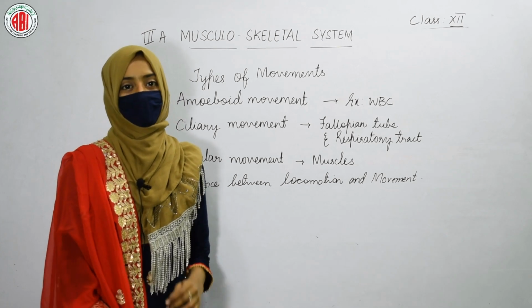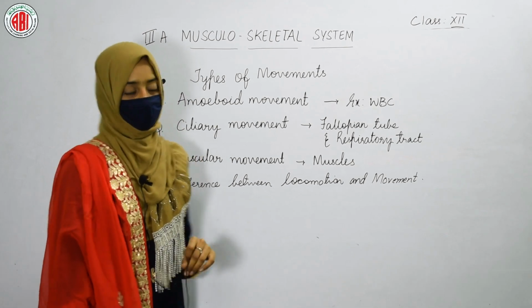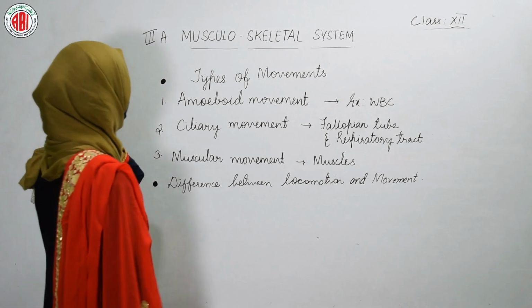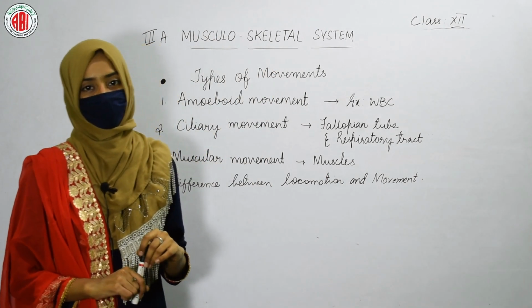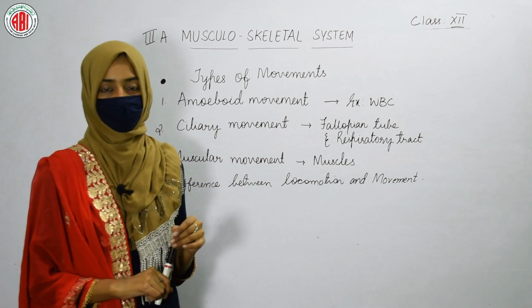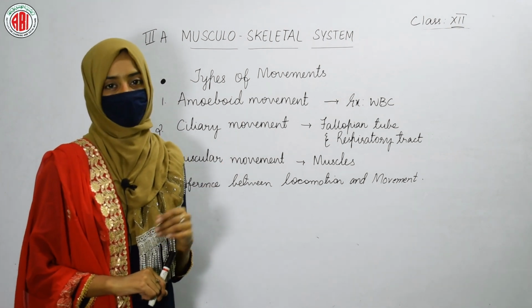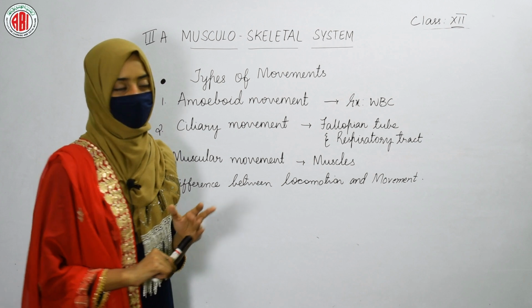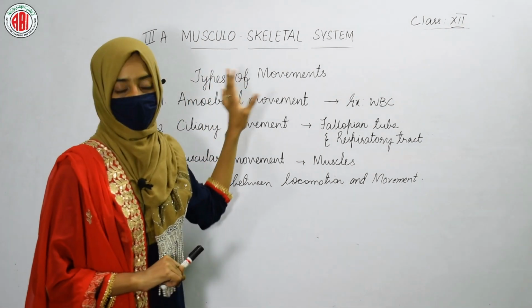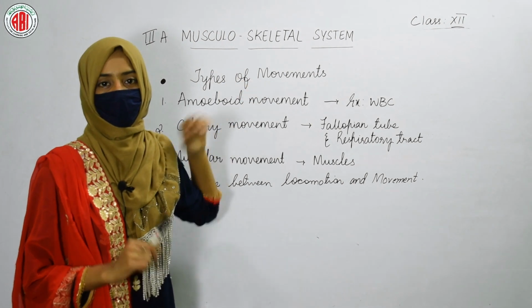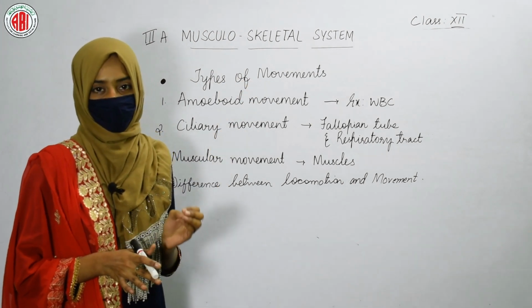In today's class, I'm going to start a new lesson and the name of our chapter is musculoskeletal system. In this chapter, we are going to discuss the different muscles that are found in our body and also the skeletal system, that is the framework of our body. The basic function of the musculoskeletal system is to make movements of our body parts.